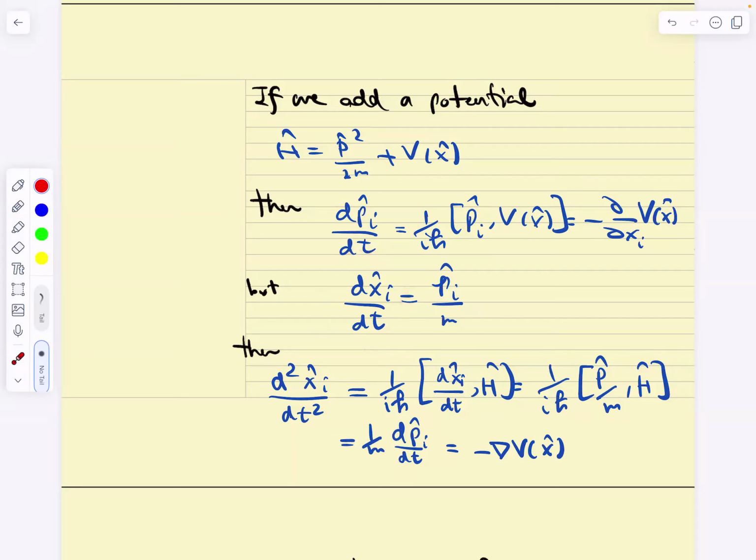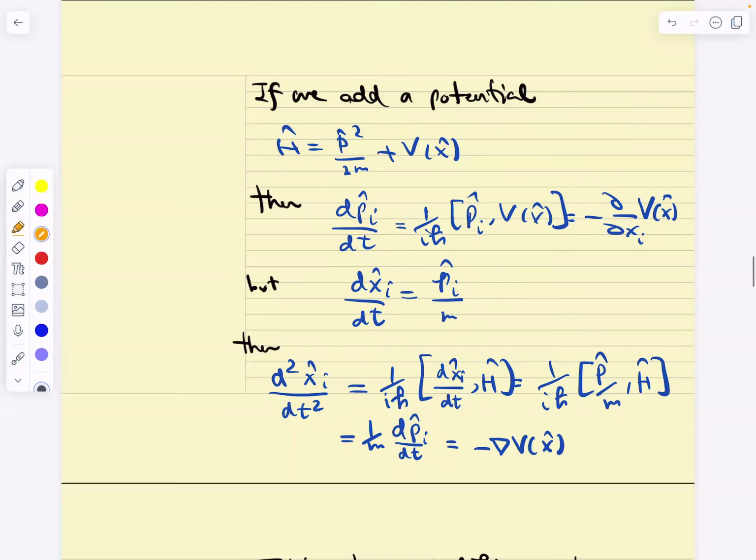What is dxi/dt? dxi/dt is not changed compared to a free particle. Why is that? Because I added to the Hamiltonian V of x, and V of x and x commute. All right, so now this is an operator equation. I'm allowed to plug it inside other operator equations. So here, I plug this inside this. I get the following operator equation.